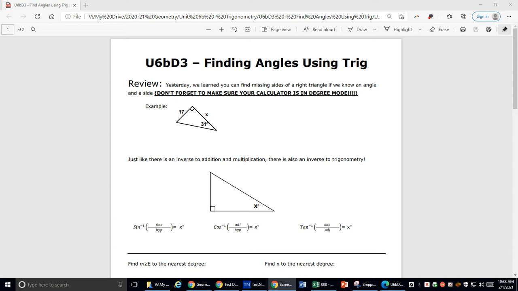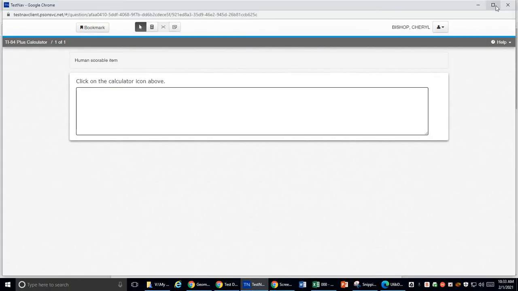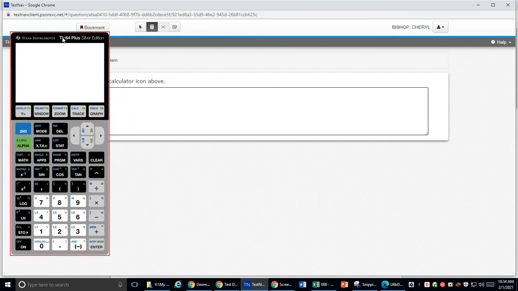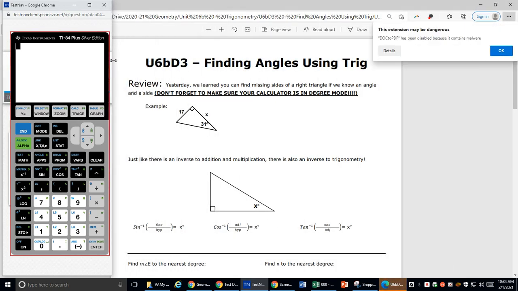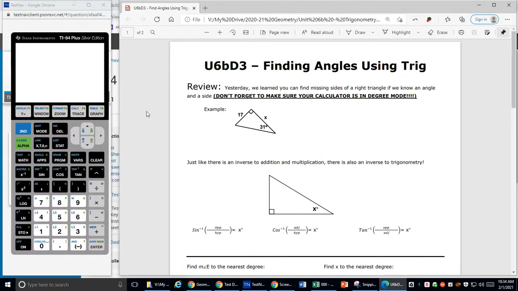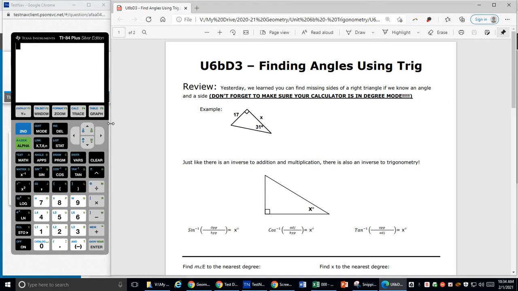Now, look at my reminder. Don't forget to make sure your calculator is in degree mode. And the calculator I really like to use is the one that comes with the CMS. When you open it up, you're going to see this, and it'll remind you, click the calculator icon above. You'll get your calculator. You can drag it to one side, and then you can minimize your screen around it so you can see what you're still working on. As you're working, you have your calculator and your assignment side by side so you can work with both.